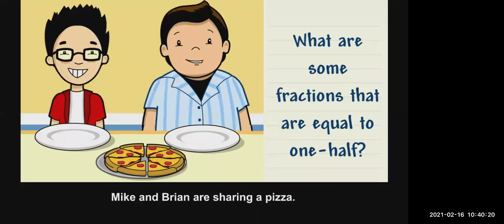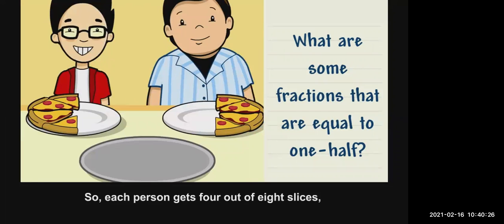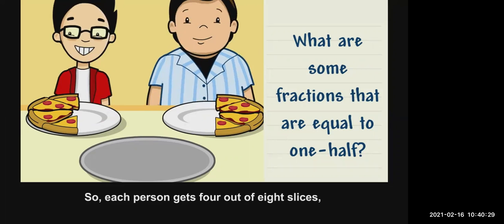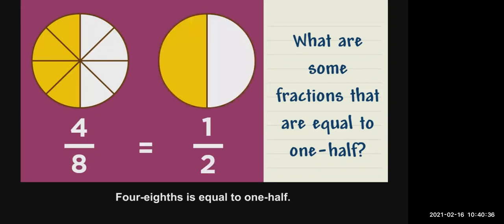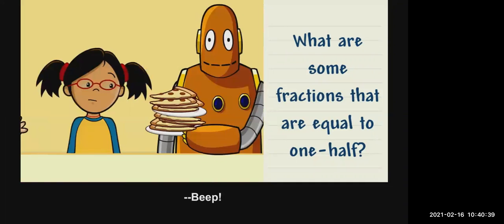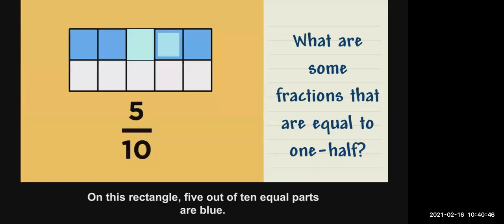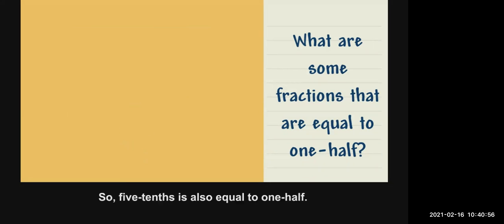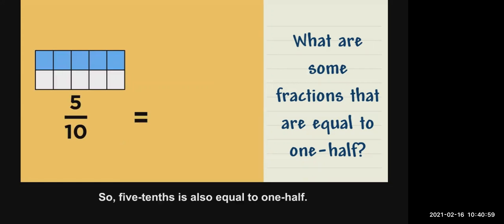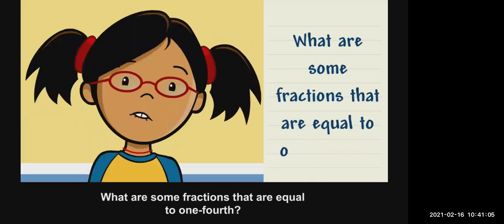Mike and Brian are sharing a pizza. Their pizza has 8 equal slices. So each person gets 4 out of 8 slices, or 4/8 of the pizza. 4/8 is equal to 1/2. Maybe. On this rectangle, 5 out of 10 equal parts are blue. If you look at the rectangle a slightly different way, you can tell that half is blue. So 5/10 is also equal to 1/2. What are some fractions that are equal to 1/4?